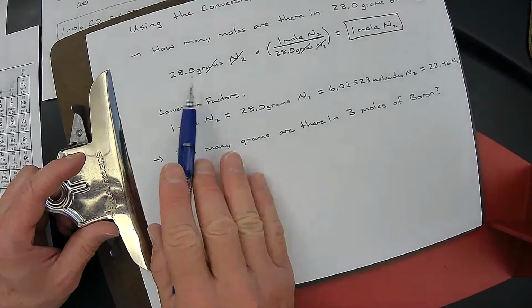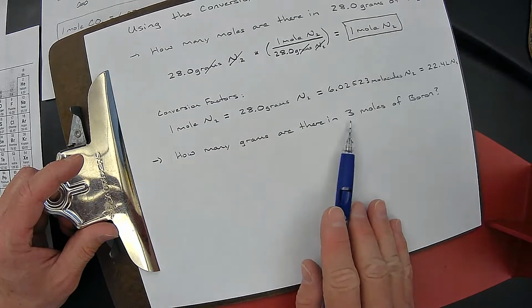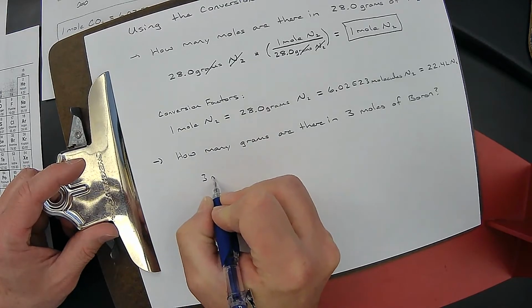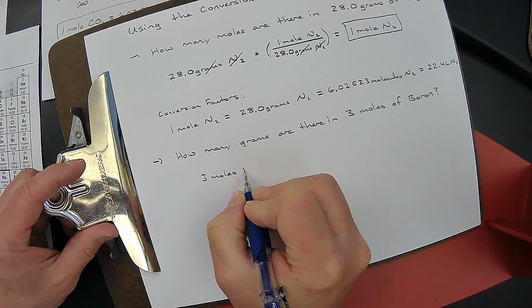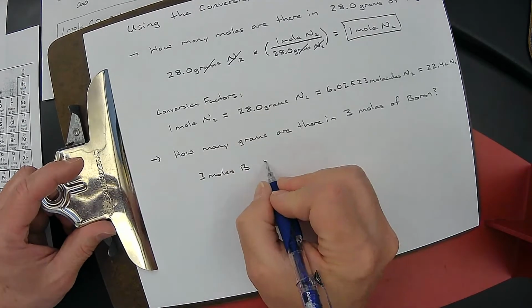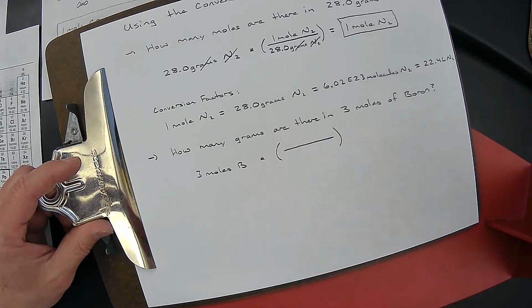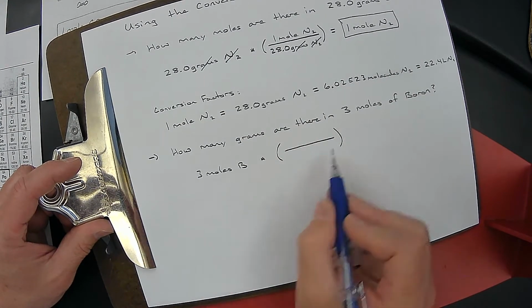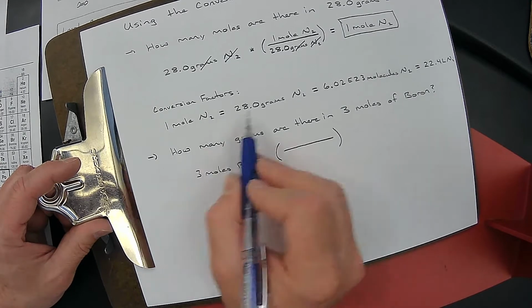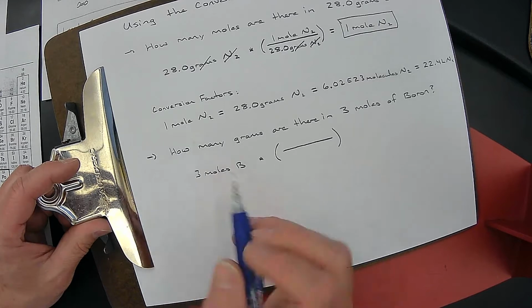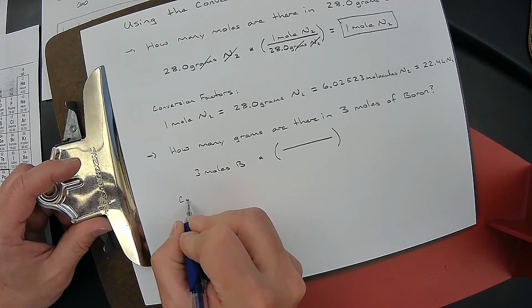The very first thing we're going to do is always write down what they gave us. So I'm going to write down 3 moles of boron, and then I'm going to multiply by an empty fraction. My rule is that one of my 4 conversion factors goes on the bottom and 1 goes on the top. So let's write out the conversion factors.